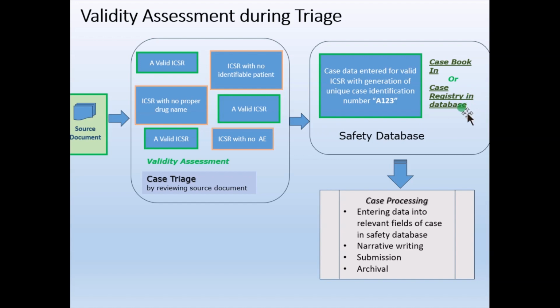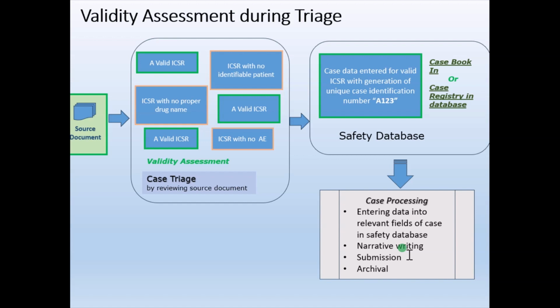This step we call case book-in or case registry or case ID creation. In this step, the basic information of the four essential elements for valid ICSRs is entered into the safety database for registration. Post that, a unique identification number will be generated for that particular valid ICSR in the database. Once a case ID is created, it will be further processed, which we call case processing, where the remaining details from the source document will be entered into the database and the case safety narrative would be generated based on the available information.